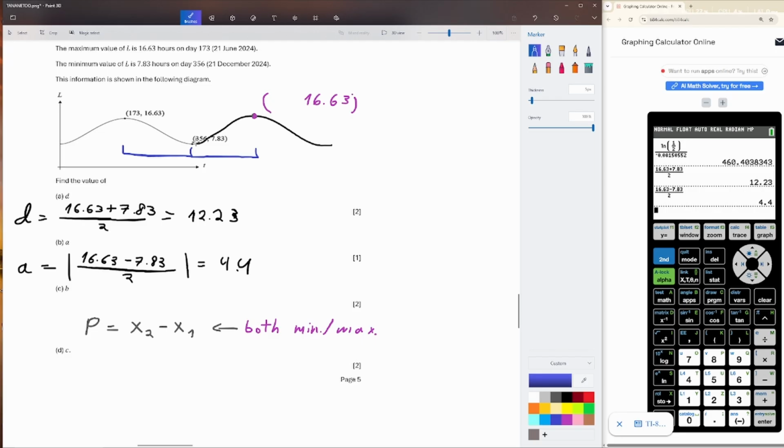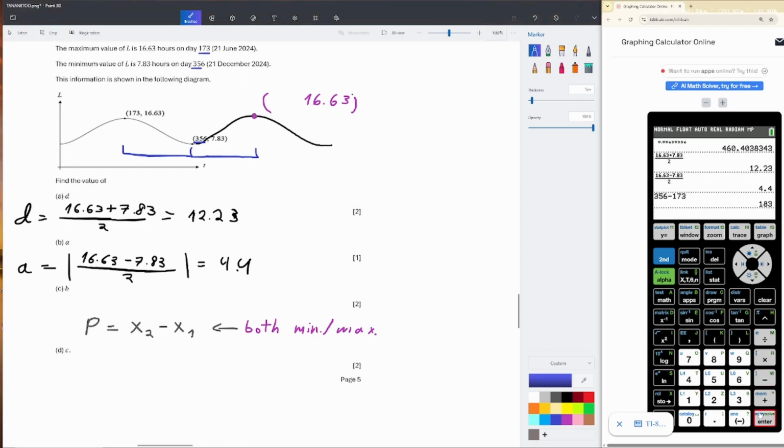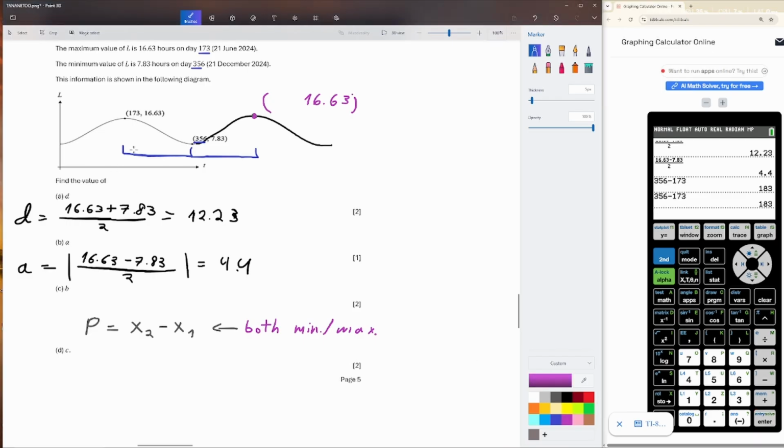So obviously this is at 356 and this is at 173. And then you have to do 356 minus 173. Then it will be 183. And then obviously this is also 183. So if you want to get this point over here, you will have to add 356 to 183. Isn't that kind of logical? Then you will go 356 plus 183. Then you will get 539 and 16.63, and that's your coordinate.